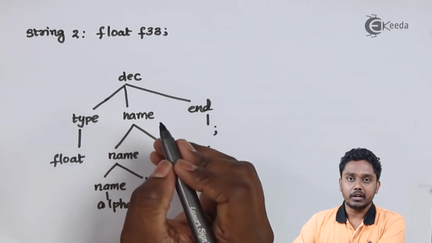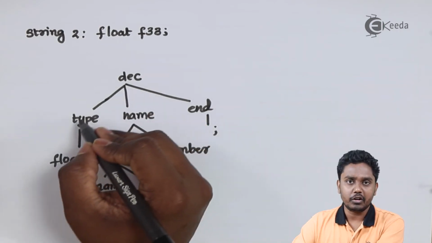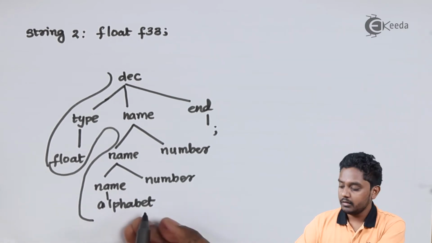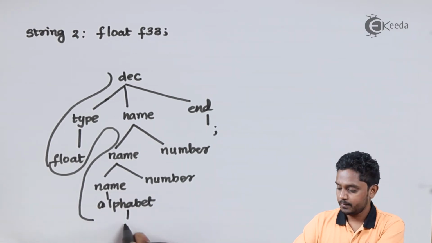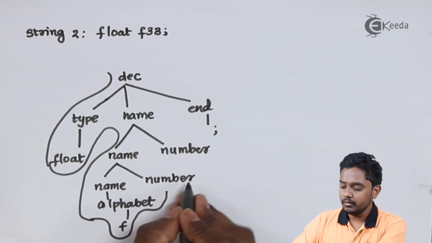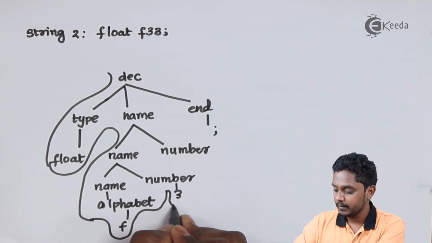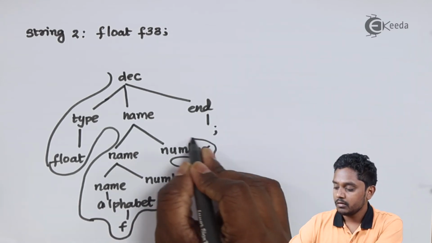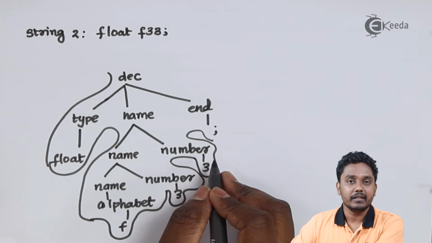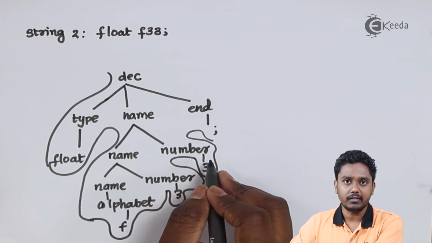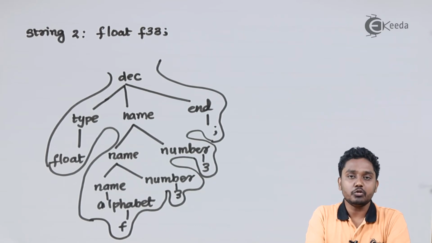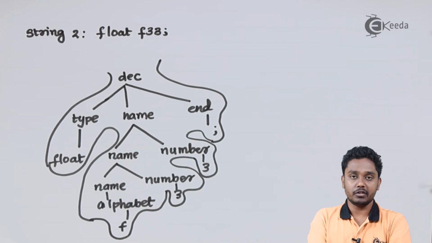Let us try to see the yield of this parse tree. It is generating float followed by an alphabet, which for us has to be F, followed by a number, which will be 3 over here, followed by one more number, again 3, followed by the end semicolon. You will see that the yield is float f33 semicolon. So we are able to generate the required string from the constructed grammar. Now let us try to see the third string.